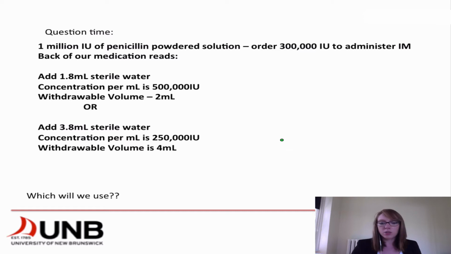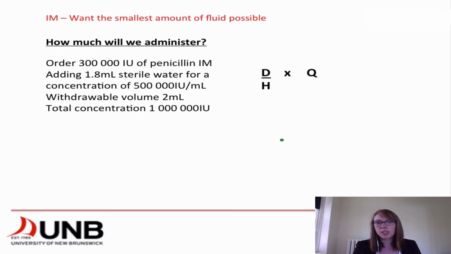With an IM medication, we would like to give the smallest amount possible. It's going into a muscle, it hurts. Why would we give more if we can give less? So let's do our med math here. Since we're going to be giving a smaller amount, we are going to go with adding 1.8 mils of sterile water so that we have 500,000 international units per mil.